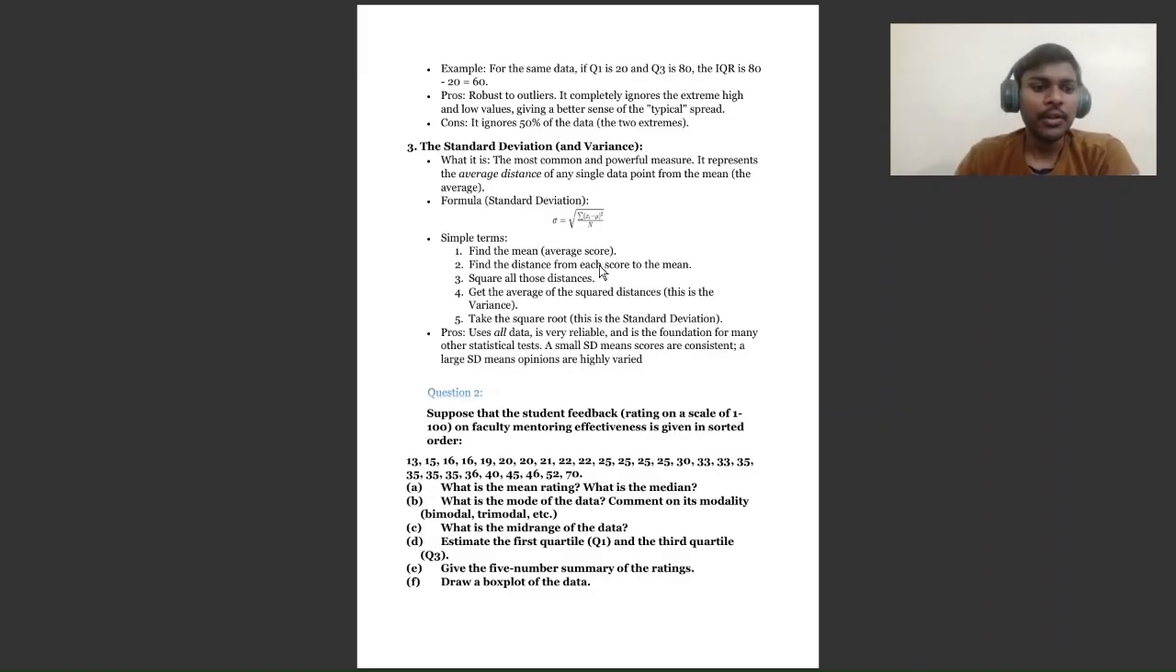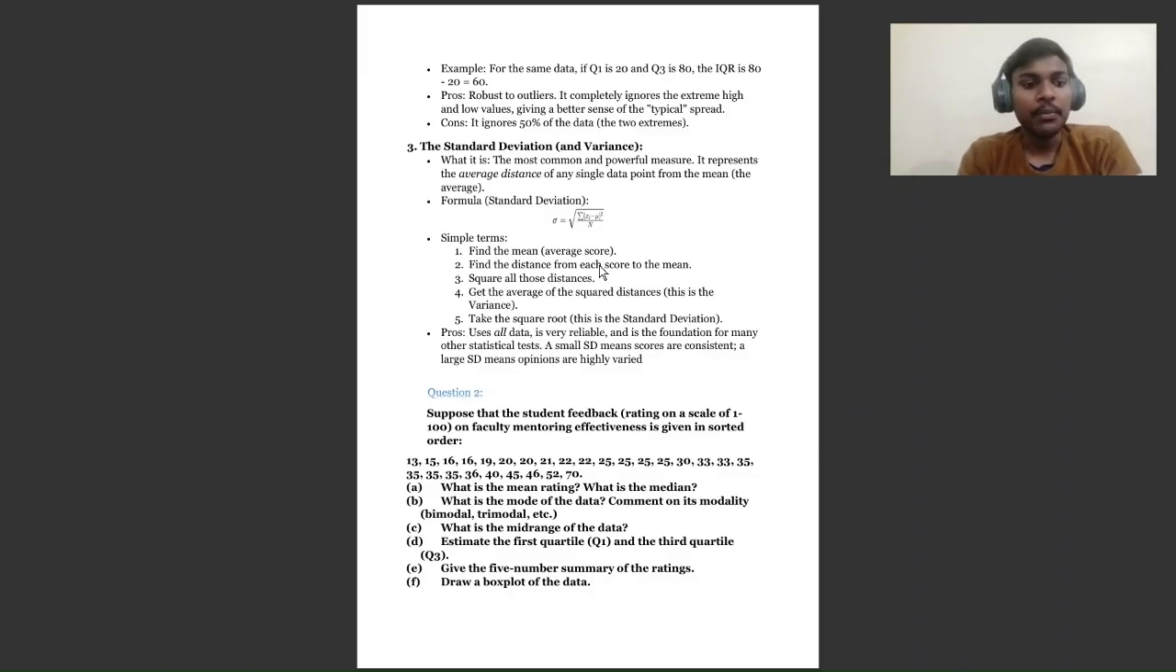Coming up on question 2, which is a complete statistical summary of sorted feedback data. In this question, we are given a sorted list of feedback scores ranging from 13 to 70. Using this data, we have to compute several statistical values.